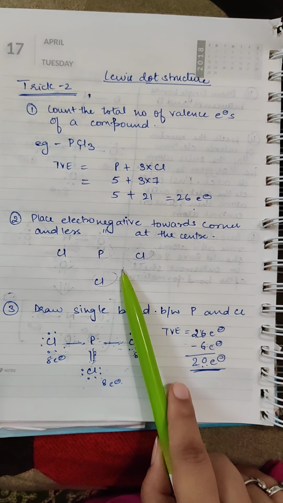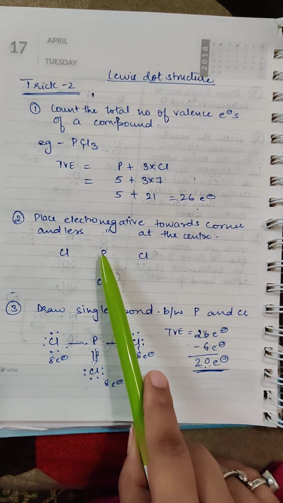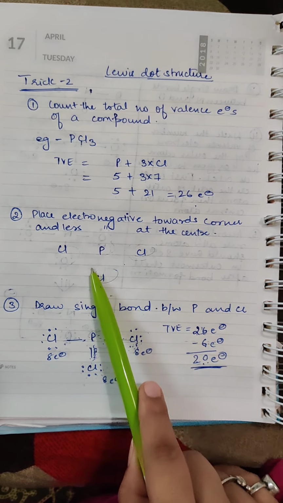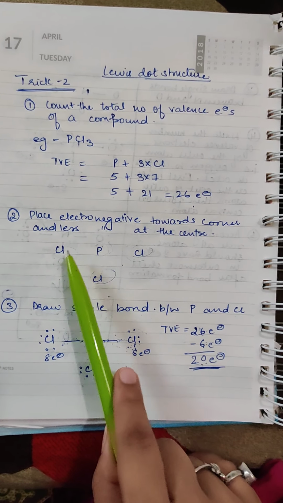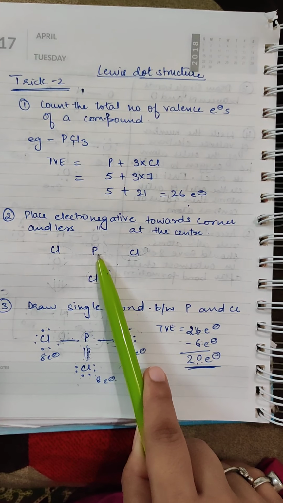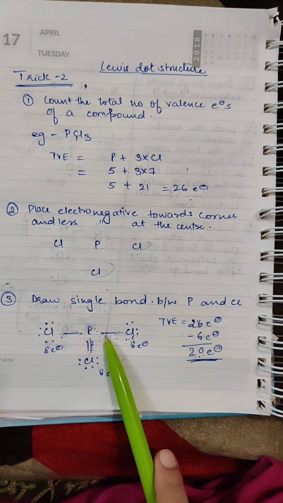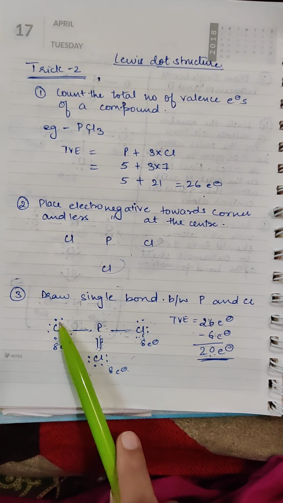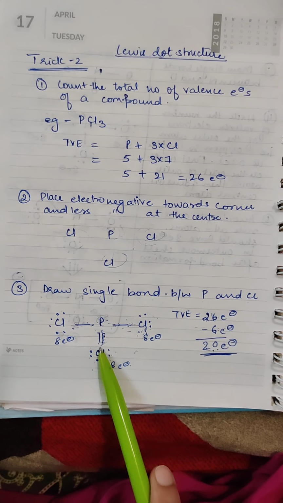Now the second step is similar to the first trick: we write the least electronegative atom towards the center and the most electronegative towards the outer part. So I have written Cl, Cl, Cl towards the outer part and the least electronegative, P, at the center. Next, I am going to draw a single bond between Cl, P and Cl. All the Cl and phosphorus will be linked via a single bond.